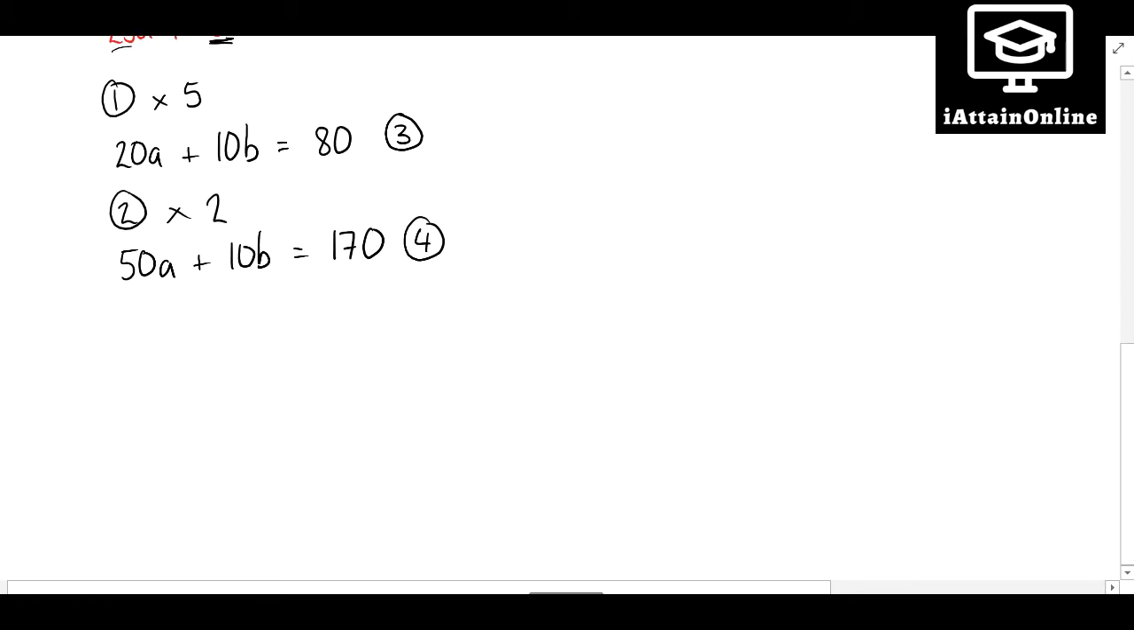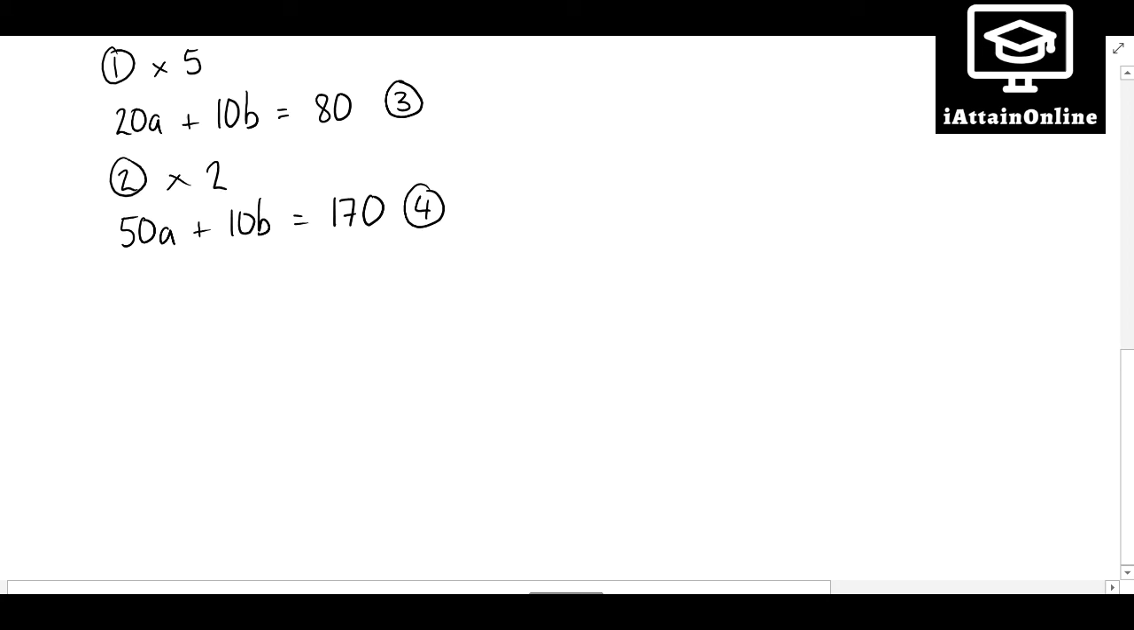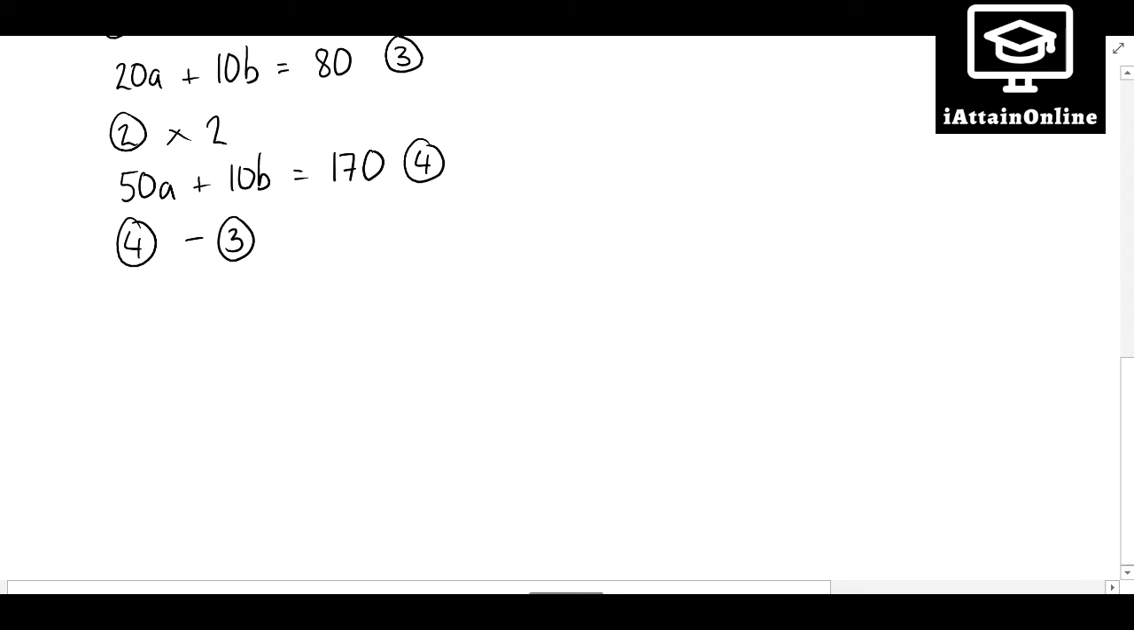Now, once you've done that, remember the whole point of doing this is to eliminate either the a's or the b's. So to do that, I'm going to do equation 4, take away equation 3. You could do it the other way round, but then you'd end up with negative numbers, and that's another area where you could make a mistake. So try and avoid those where possible.